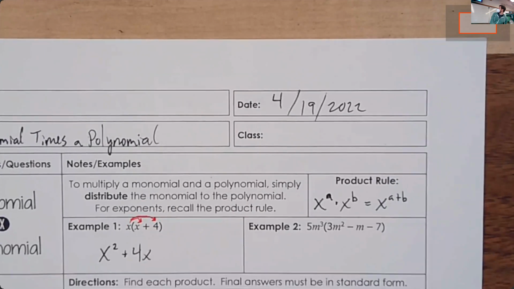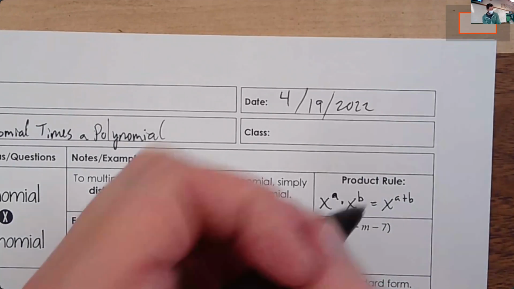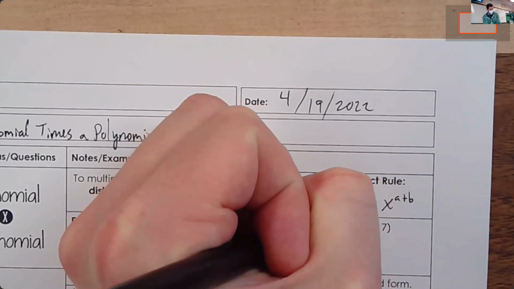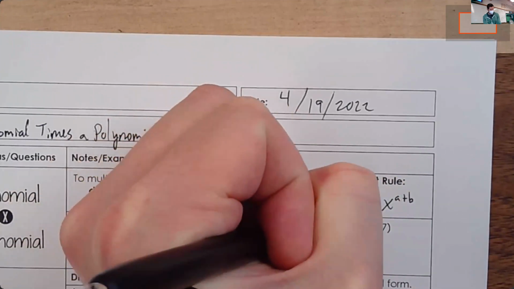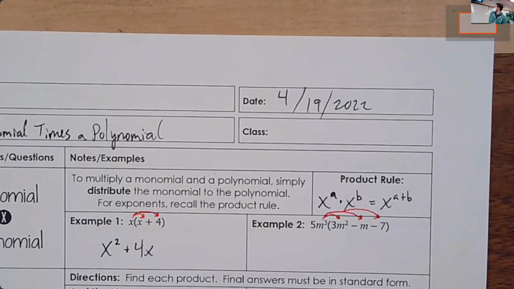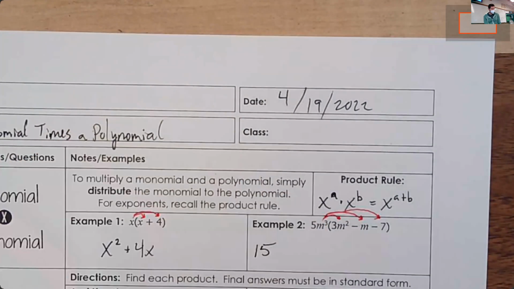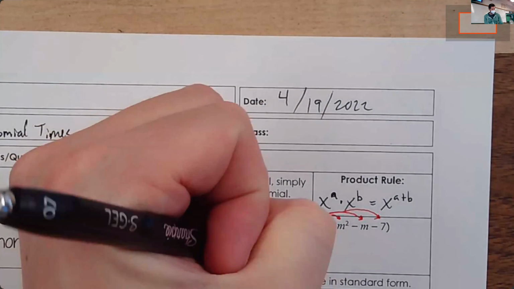Our second example here says 5m to the third power times 3m squared minus m minus 7. So we take our 5m to the third power, multiply it by 3m squared, multiply it by the minus m, multiply it by the negative 7. And that's the distributive property. And then the product rule says we multiply the regular numbers. 5 times 3 is 15. Add together the exponents. 3 plus 2 is 5. So 15m to the fifth.